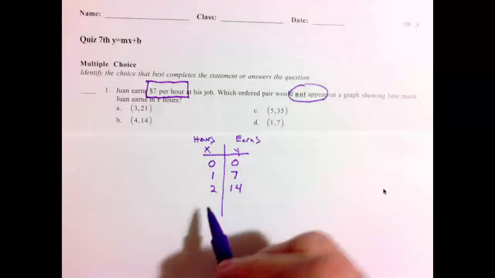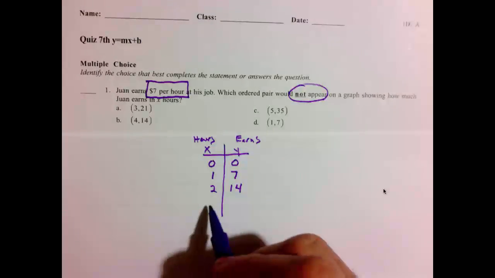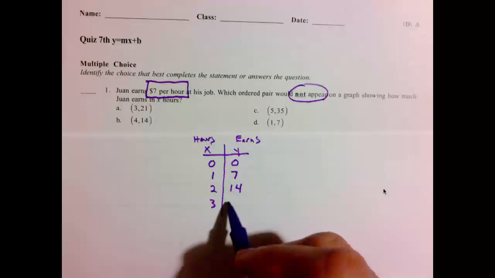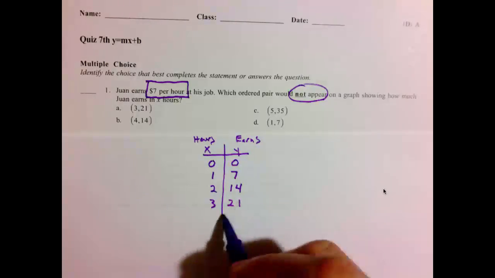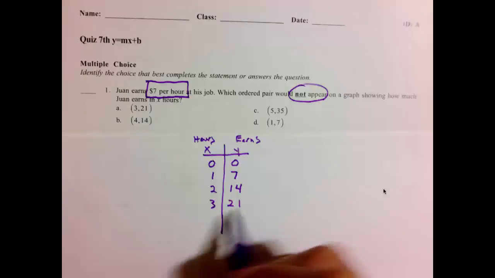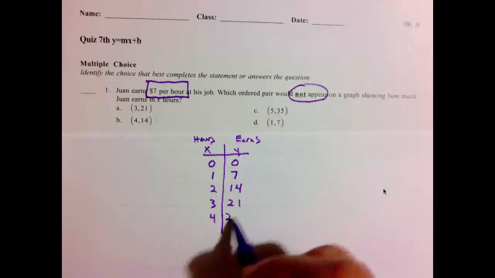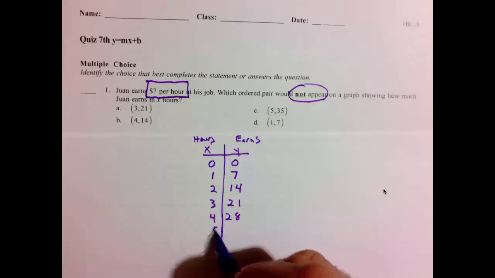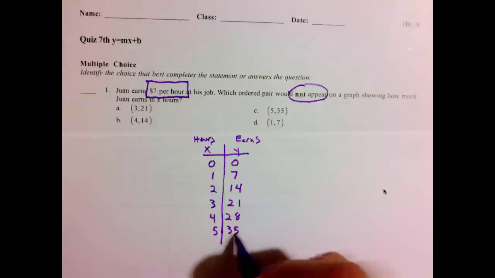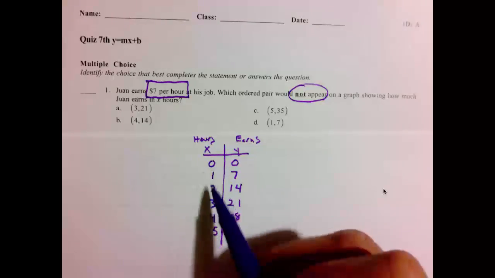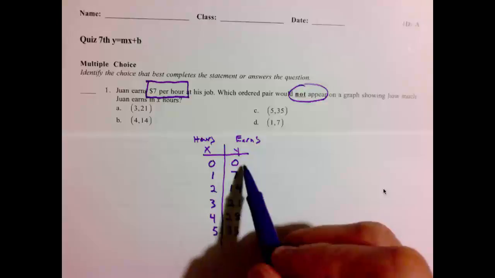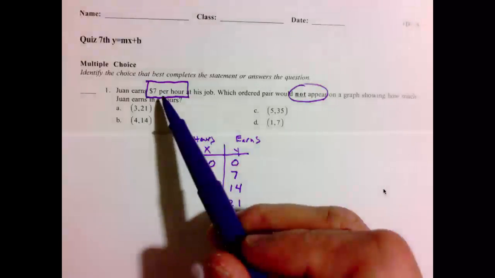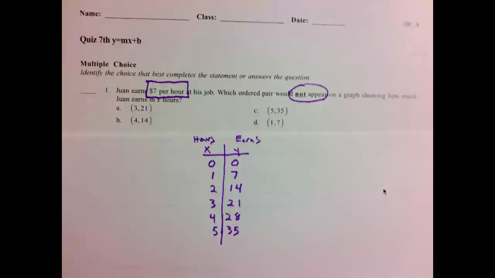If he works 2 hours, he will make $14. I'm going to skip and look at a couple of other ones. If he works 3, he will make $21. If he works 4, he'll make 28. If he works 5, he will make 35. You can see for every 1 increase in the hours, he has a 7 increase in his earnings. That's because that is his rate. That would be the slope in this case.